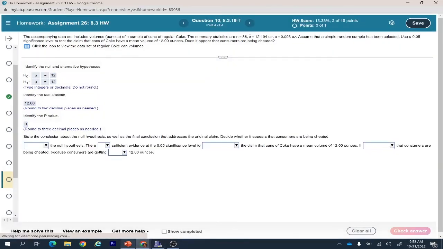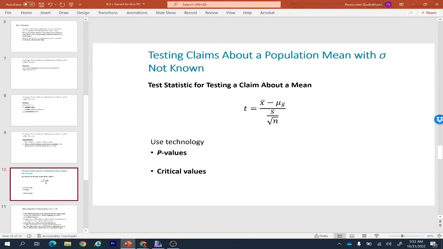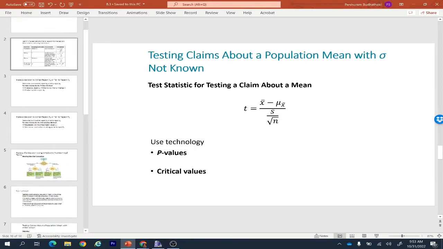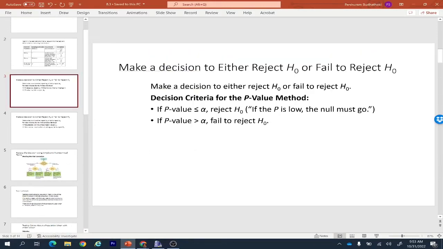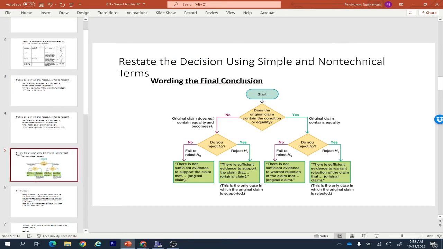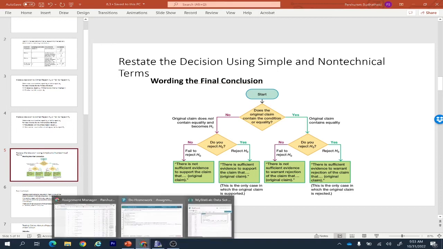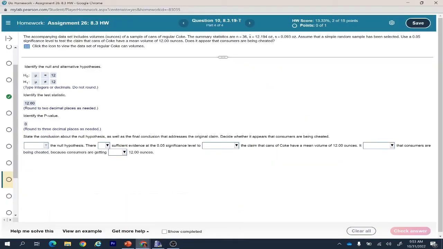Now the conclusion. Look here, the p-value is less than the significance level, so it's less than alpha, so reject the null hypothesis. Yes, reject the null hypothesis. So this is our conclusion: there is sufficient evidence to warrant rejection of the claim. So we go back here, reject the null hypothesis.